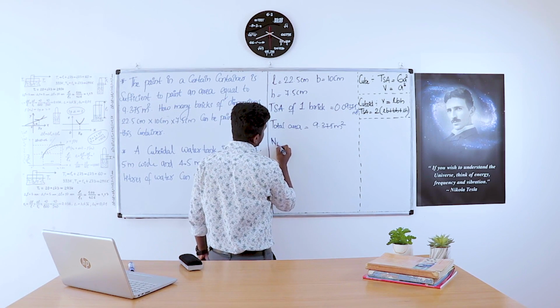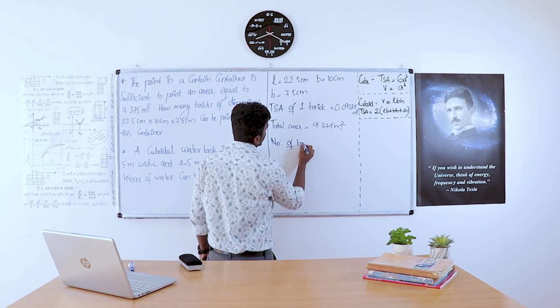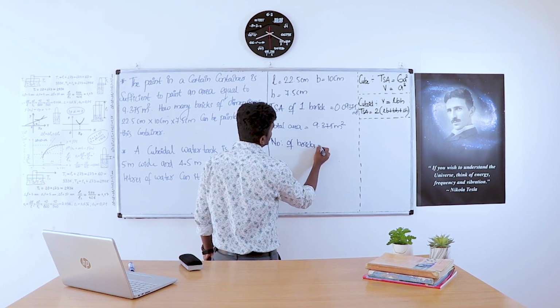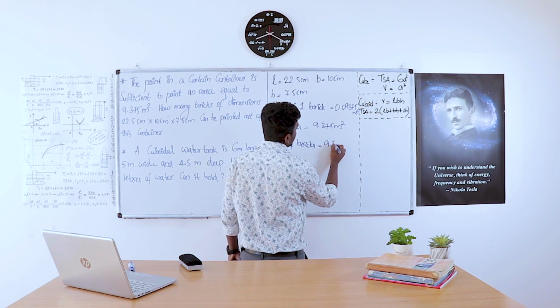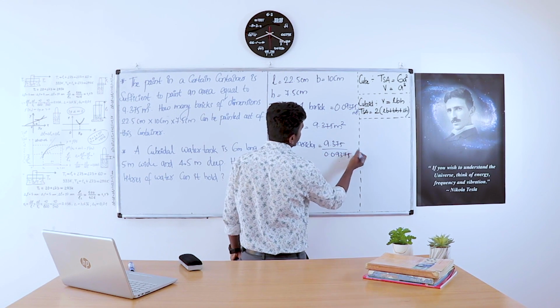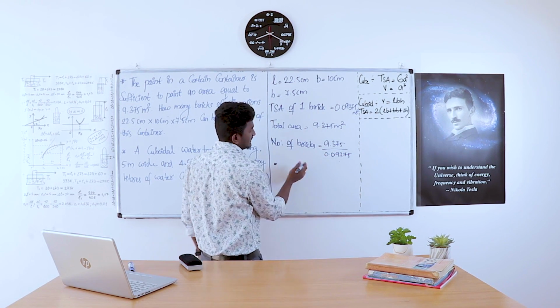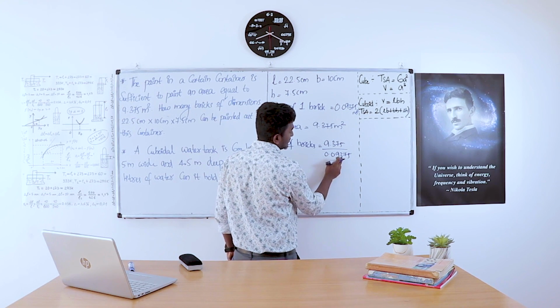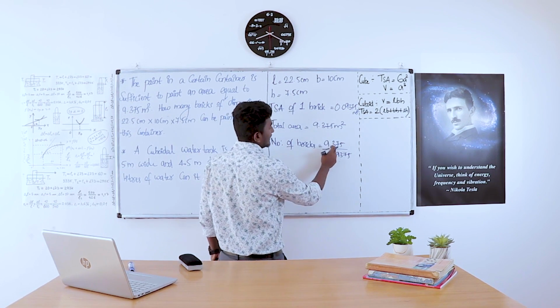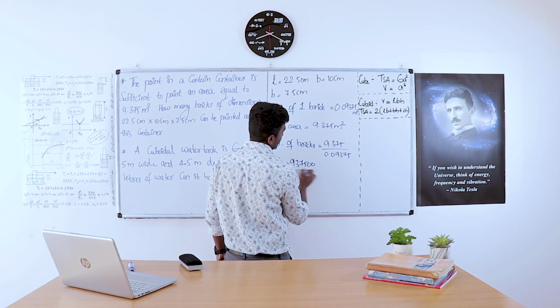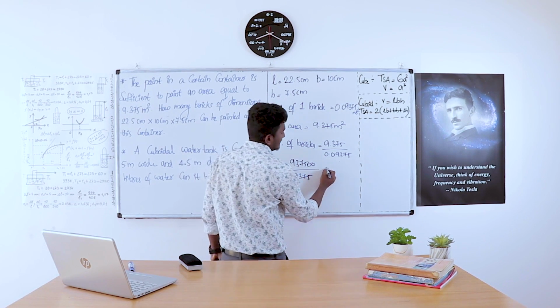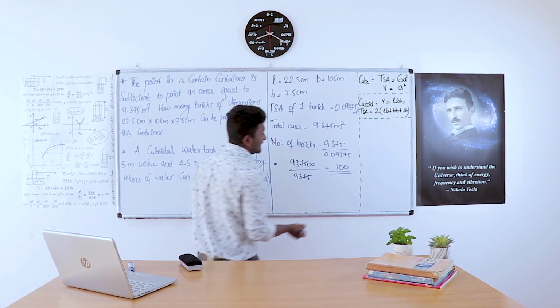So the number of bricks we can paint using this container of paint is 9.375 divided by 0.09375. For removing the decimals, here we have 5 positions after the decimal, and here we have 3. So put 2 zeros: 900 divided by 9375. What happens? The answer is just 100.